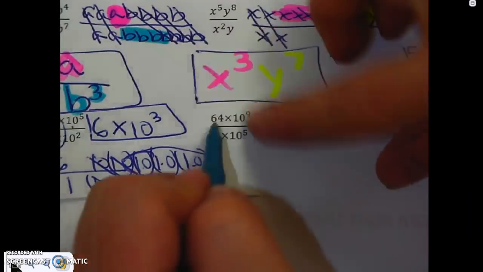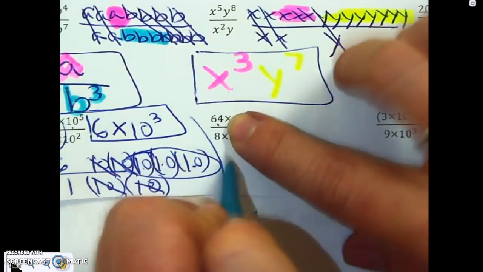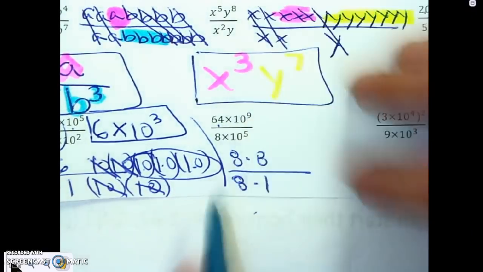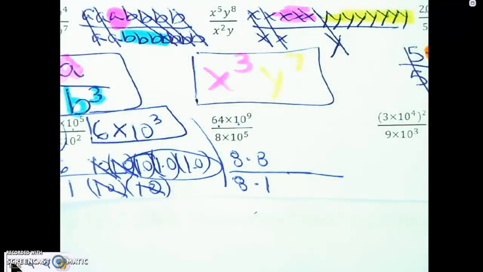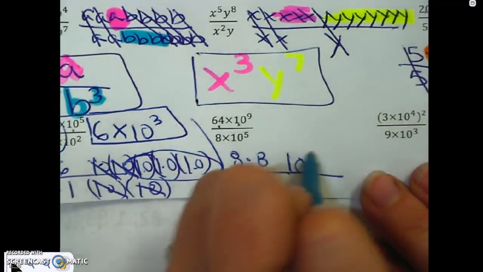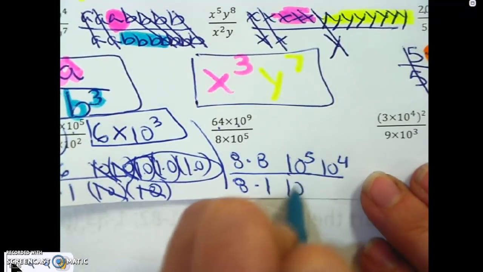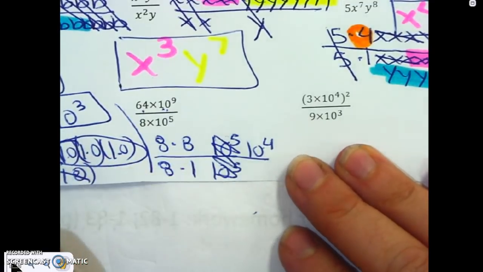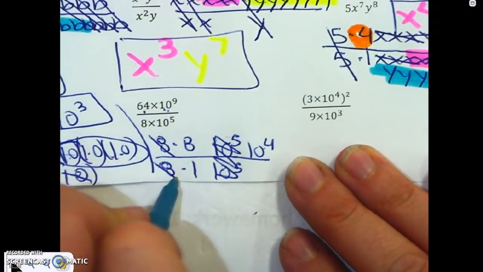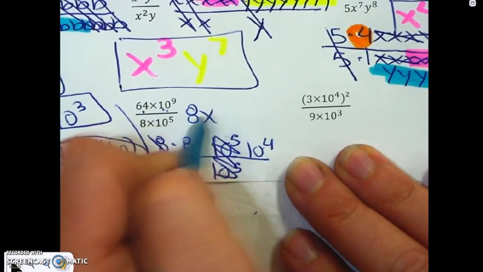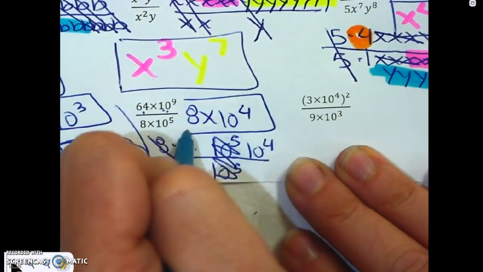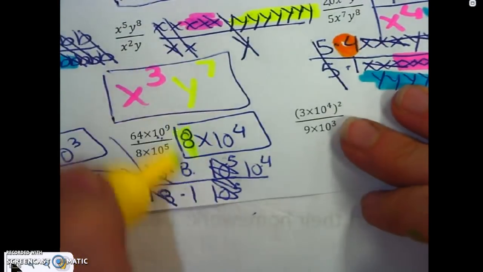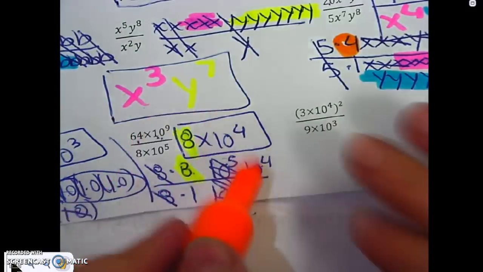Let's do this one. 64 is 8 multiply 8. This is 8 multiply 1. 10 to the 9th. Now this is going to be annoying, but I want you to see I can go like this. I want to show you a little trick to make it faster. Because 5 plus 4 is 9. So now bye-bye. And I don't have to write them all out. Bye-bye. 8 times 10 to the fourth, because I'm left with the 8 and the 10 to the fourth.